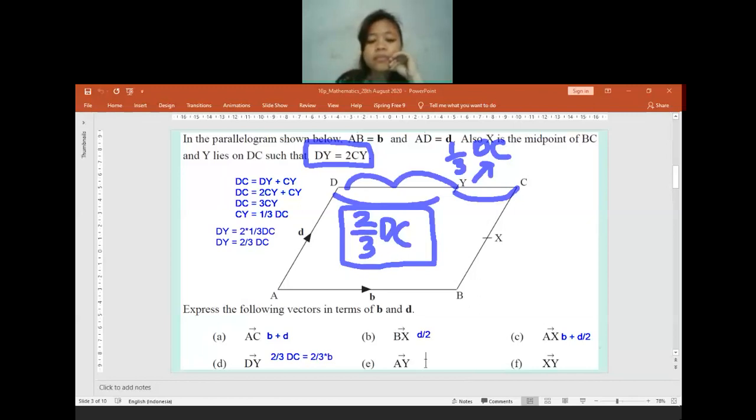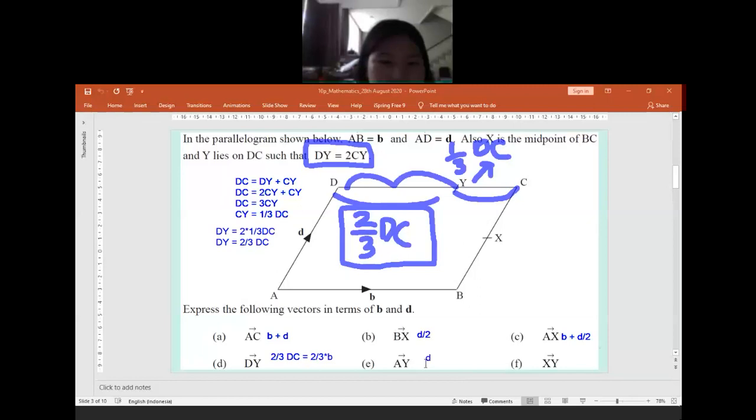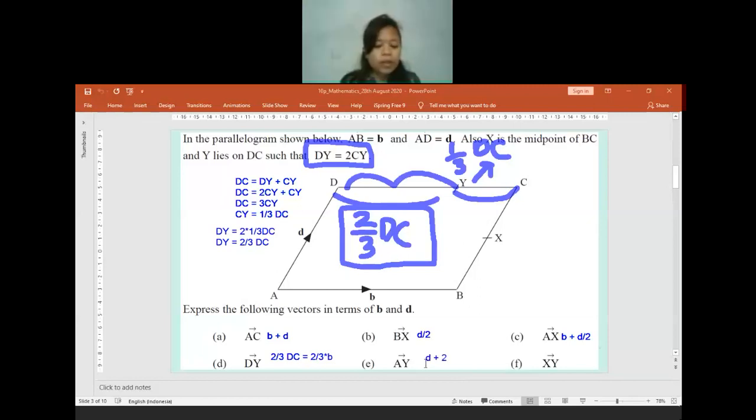D plus 2 per 3B, okay. Is it confusing, or is there anyone who disagrees or is confused so far? Is there anyone who is confused? No? Okay. If no one has any confusion, let us move to the XY.